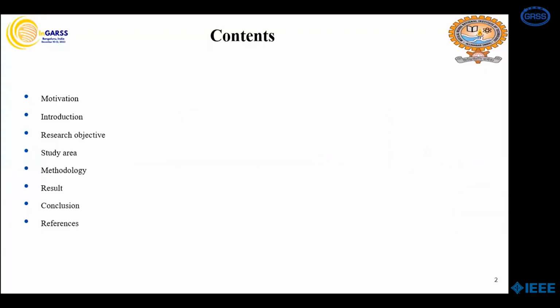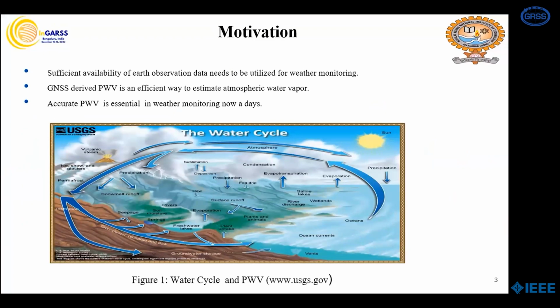These are my contents: motivation, introduction, research objective, study area, methodology, result, conclusion, and reference. Motivation: sufficient availability of Earth observation data needs to be utilized for weather monitoring. GNSS-derived PWV is an efficient way to estimate atmospheric water vapor. Accurate PWV is essential in weather monitoring nowadays.